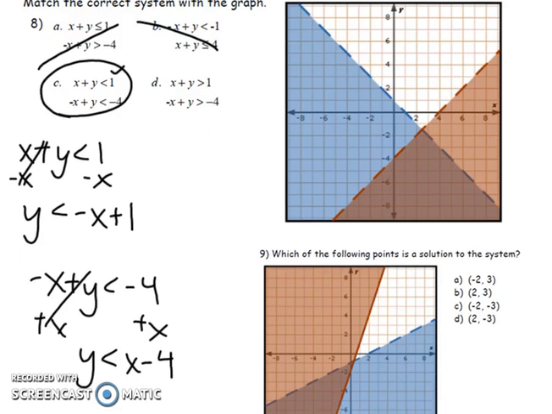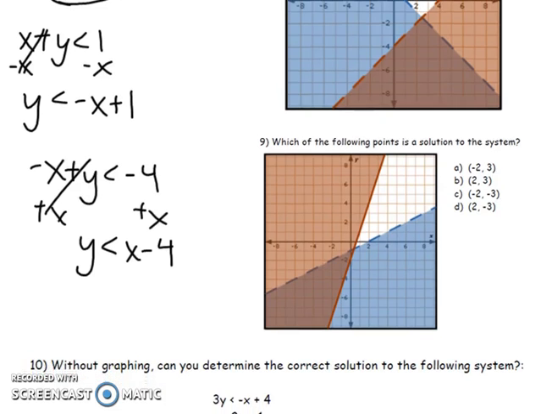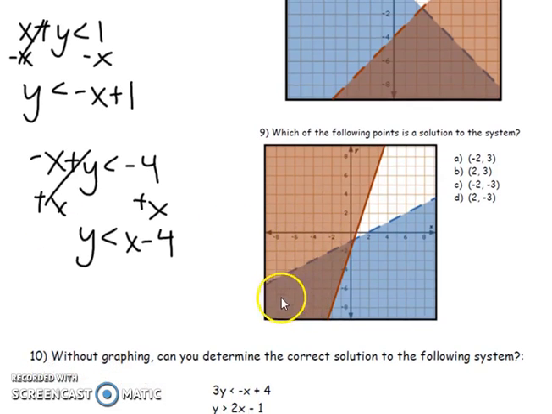Alright, now on number 9, which of the following points is a solution? So I need to be looking in this area right down here. So let me graph (-2, 3). (-2, 3) would be about here. So that doesn't work. Let's graph (2, 3). (2, 3) would be over here. That doesn't work. (-2, -3) would be right here. So that point is in our solution set. Okay?